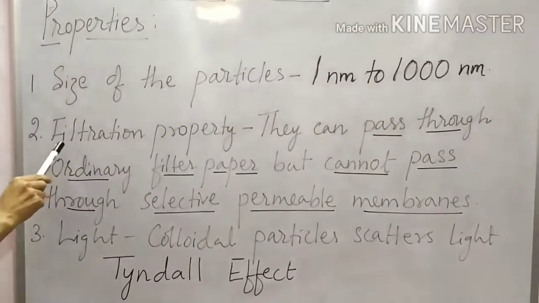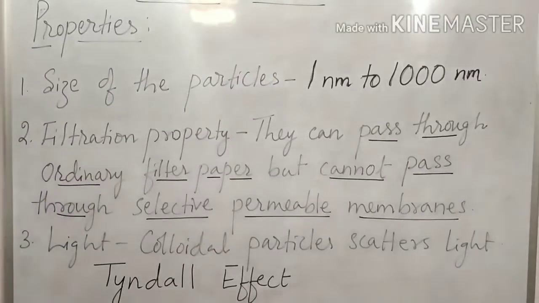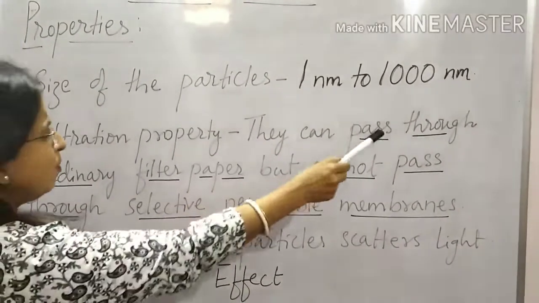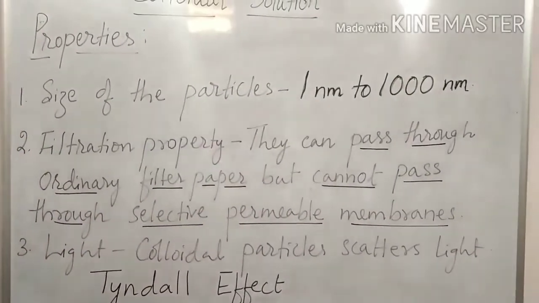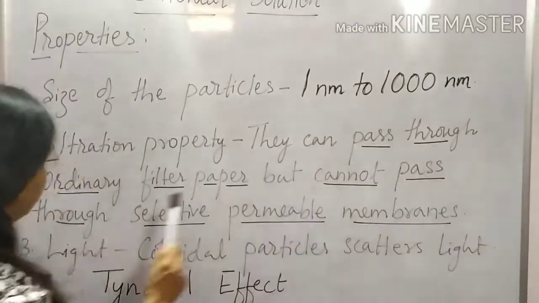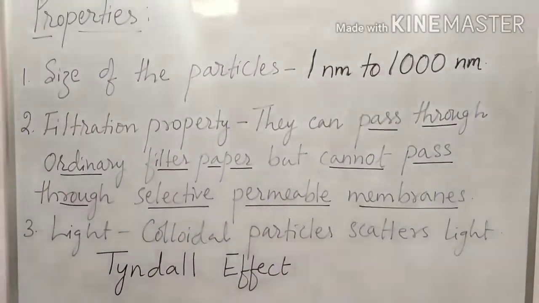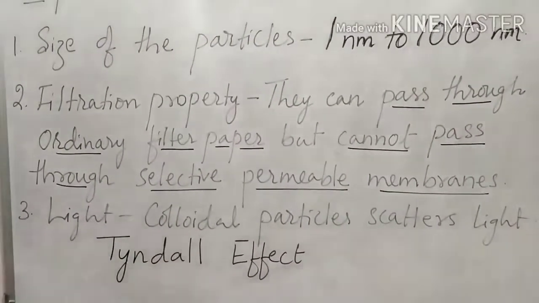Then let us go for the second property. The second property is the filtration property. They can easily pass through ordinary filter paper. A colloidal system can easily pass through ordinary filter paper but cannot pass through selective permeable membranes. A colloidal system can never pass through a selective permeable membrane.